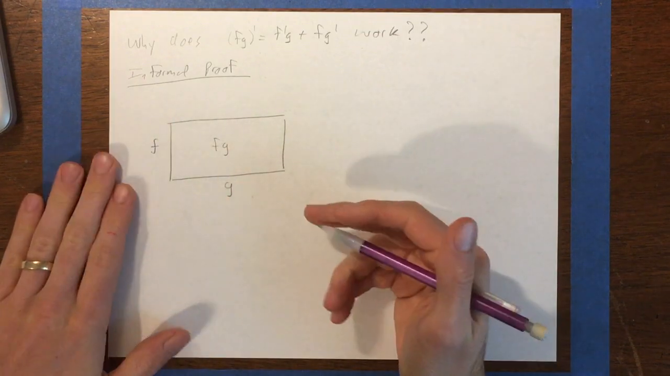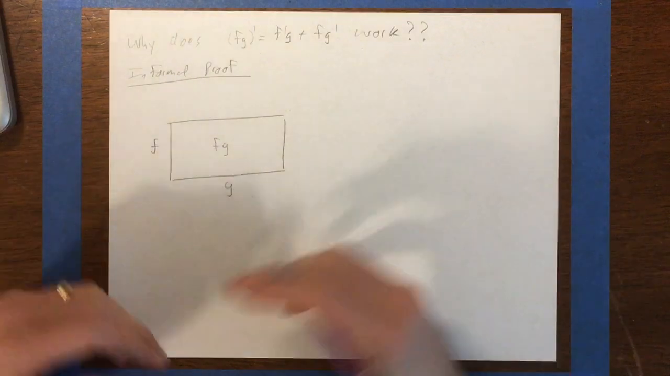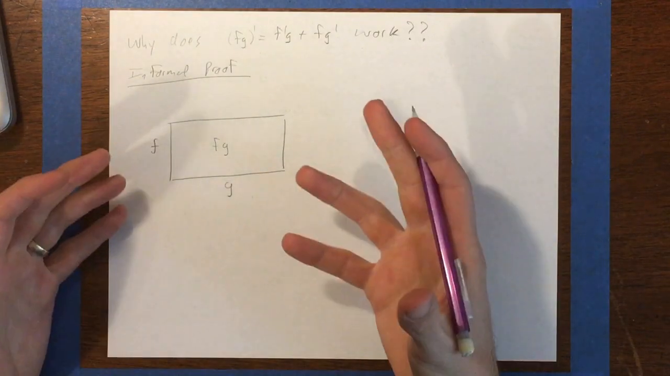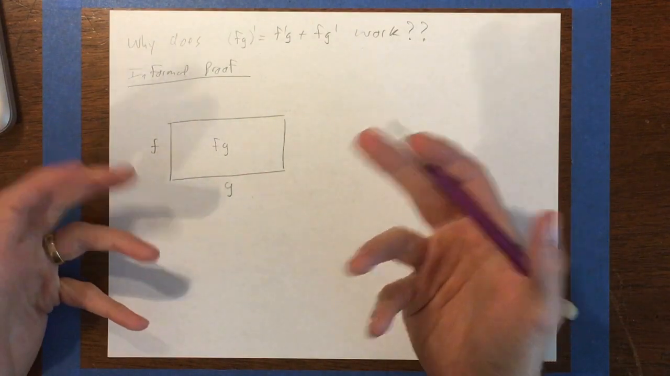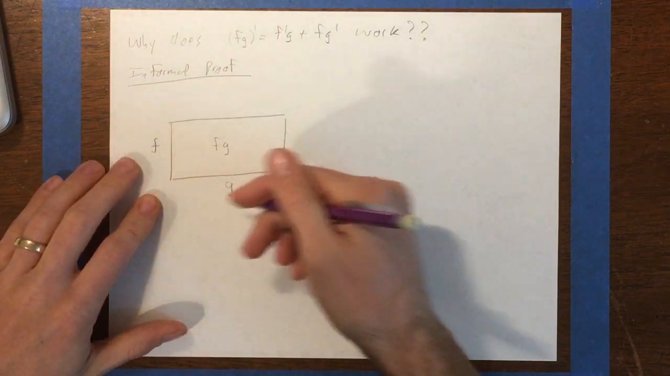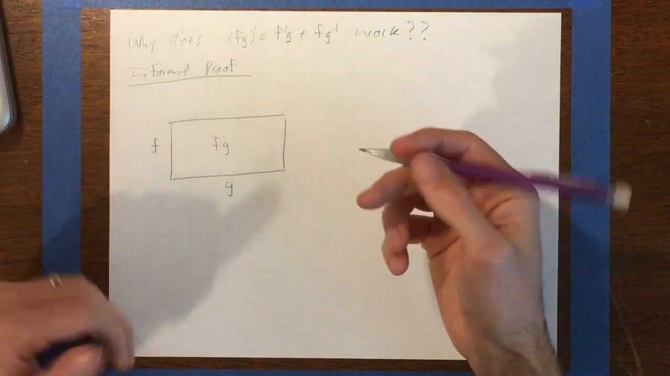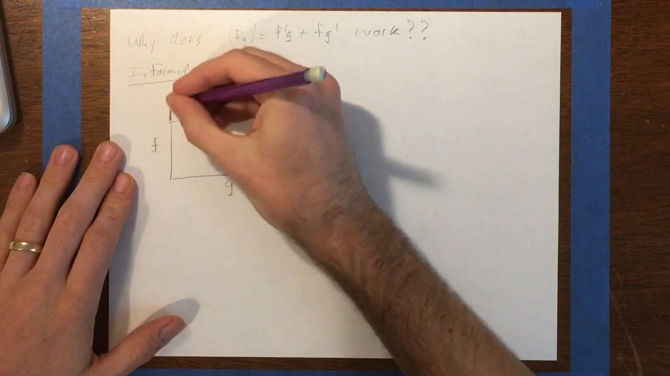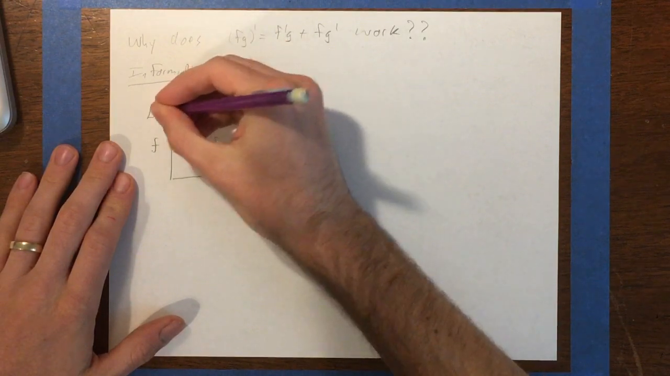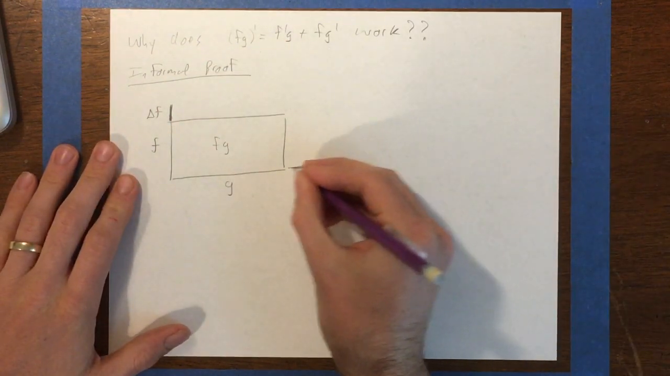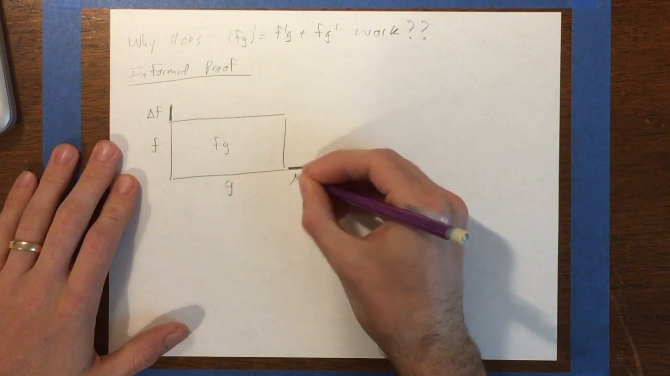So then let's say that fg is something which is growing, right? What we're trying to do is find the rate of change in the area of this rectangle. So that implies that the width and the length must be changing somehow, right? So over here, we're going to change this by some amount. We'll call it delta f. And over here, let's say we change this by some amount. We'll call that delta g.